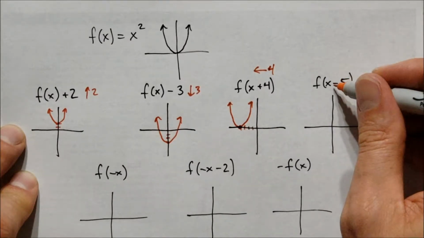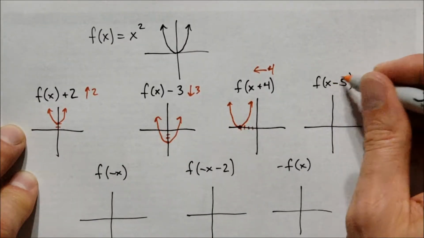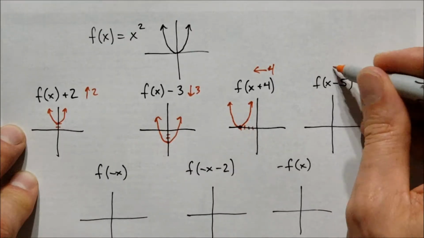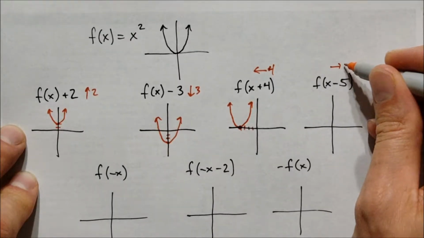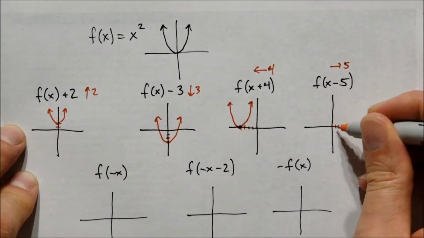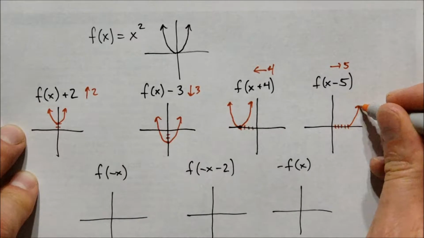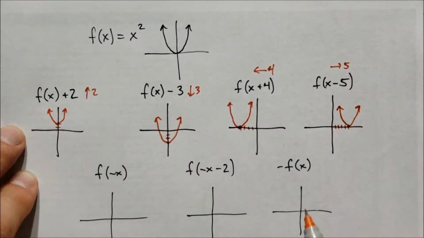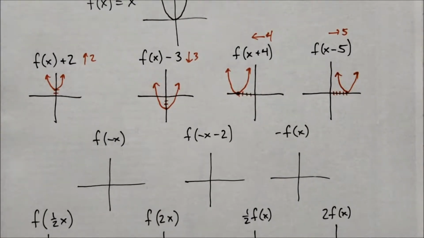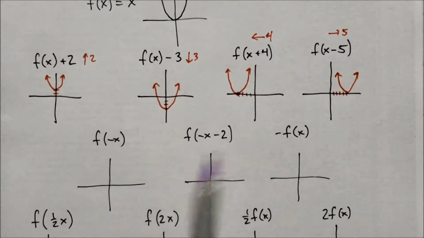Conversely, when we have a -5 or a negative inside the parentheses like this, we're going to shift to the right, in this case 5 places. Let's look at some different things here.